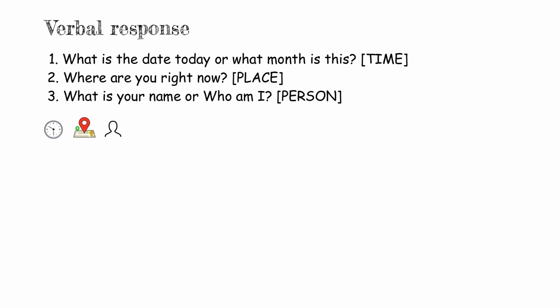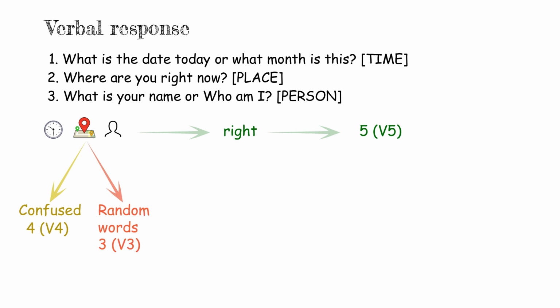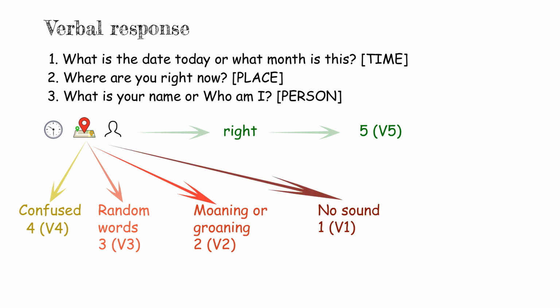There are 5 possible ways the patient could answer. Number 1. The patient answers these questions right. Number 2. The patient answers wrong or looks confused. Number 3. The patient says random words that are not related to the questions. Number 4. The patient moans or groans or makes sounds or noises that do not make any sense. Number 5. The patient does not respond. From situation 1 to 5, we score from 5 to 1 in chronological order. The less response the patient makes, the more severe the underlying cause can be.